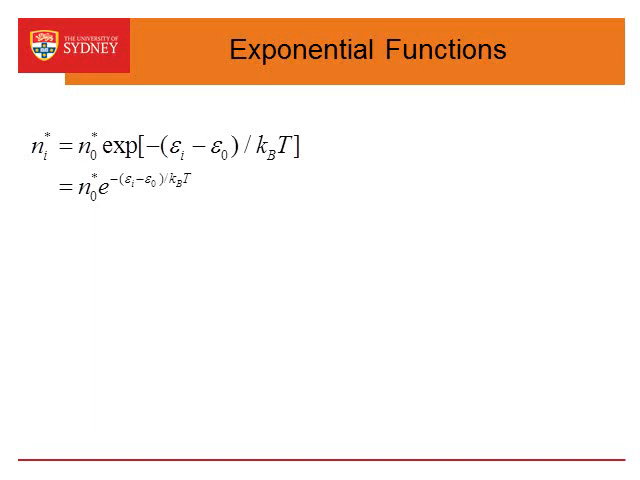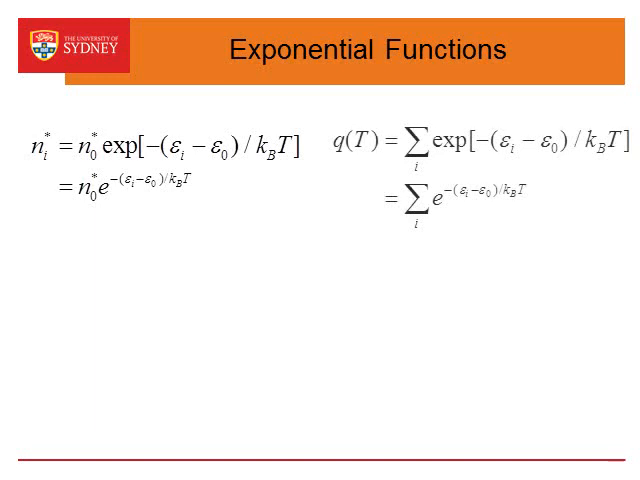Exponential functions are really common in chemistry. You've just seen the Boltzmann distribution in statistical thermodynamics. First thing to notice is that exp and e raised to an exponent are just two ways of writing the same thing. The partition function is an example of a sum of exponentials.